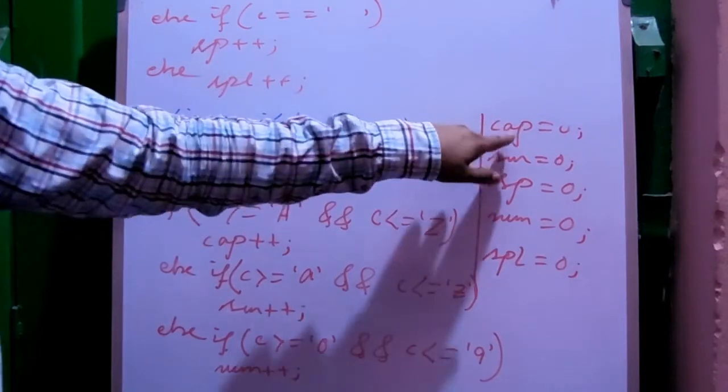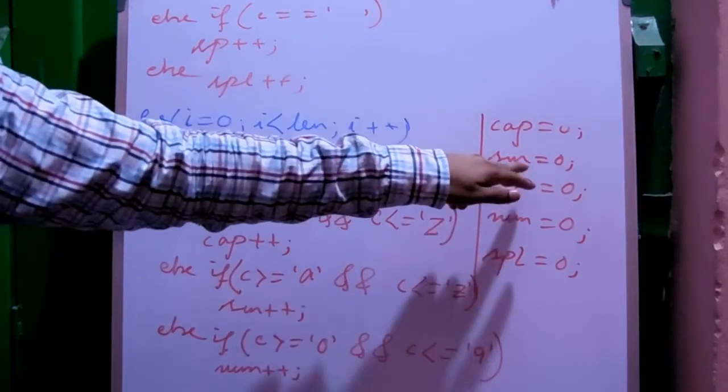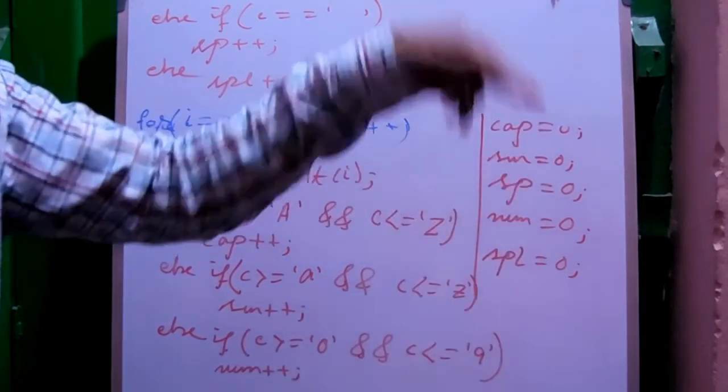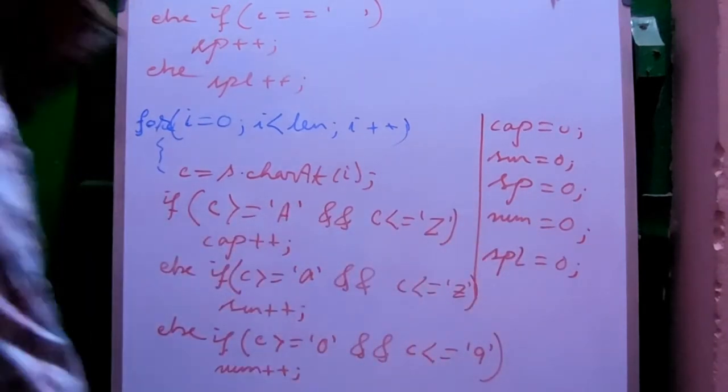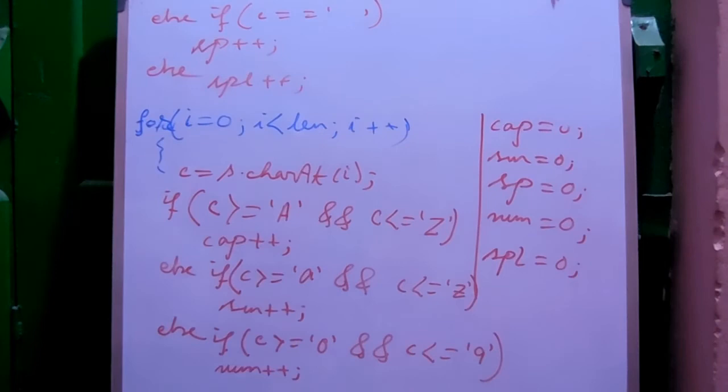So System.out.println: capital we will print, next line small we will print, next line space, next line number, next line special character. So that's all. This is the program. Okay, so I think you have understood. Now we will move to the computer screen.